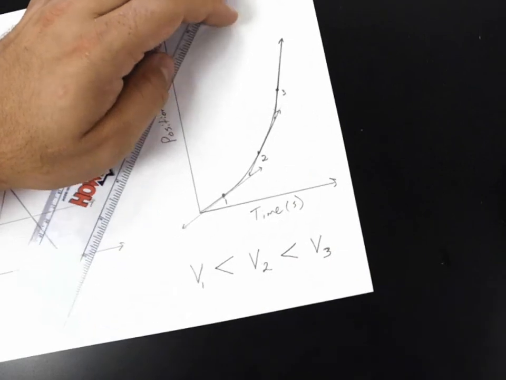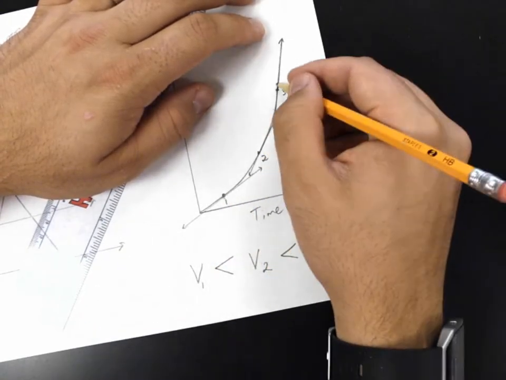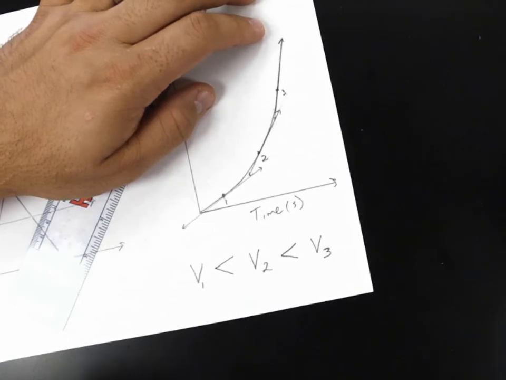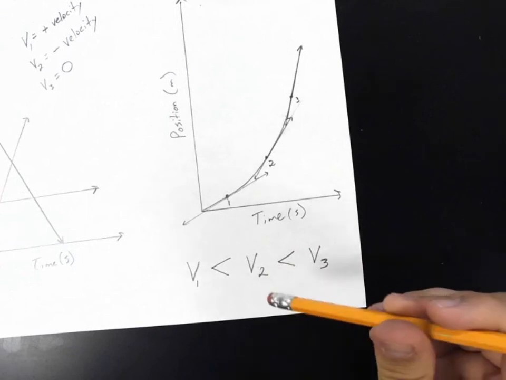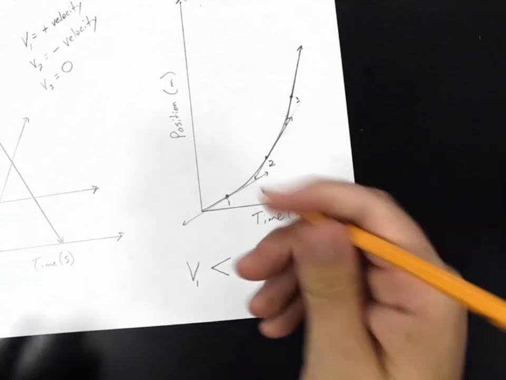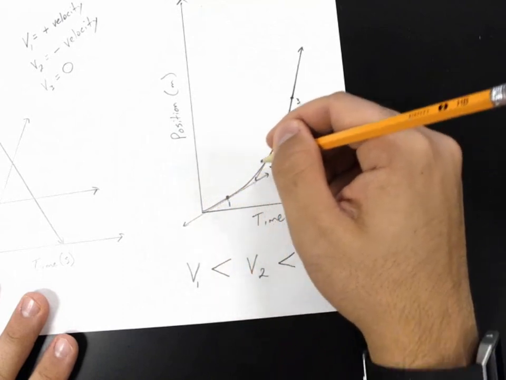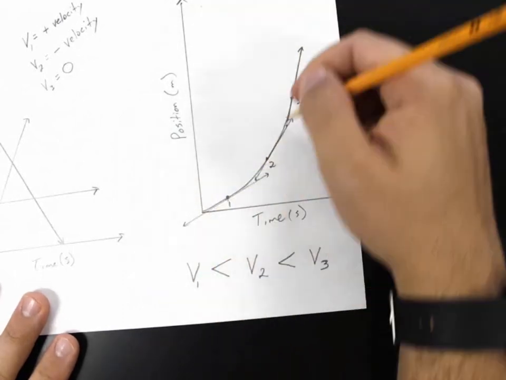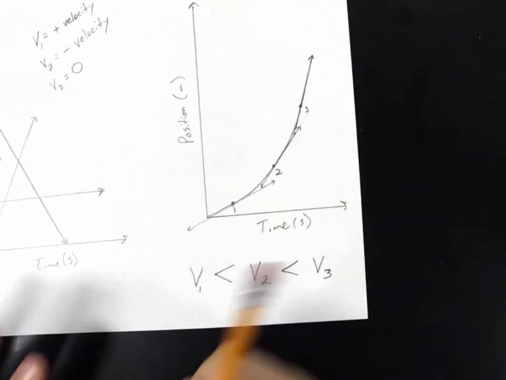So it looks like the speed is going from something smaller to something larger to something even larger. It looks like this thing is changing its speed. It's changing its velocity. So if you have a curved line, that means an object is going away and it is changing its speed. It's getting faster and faster and faster. So, that is all.